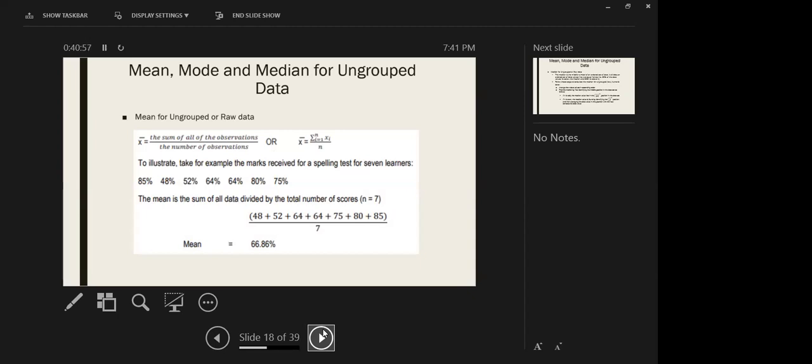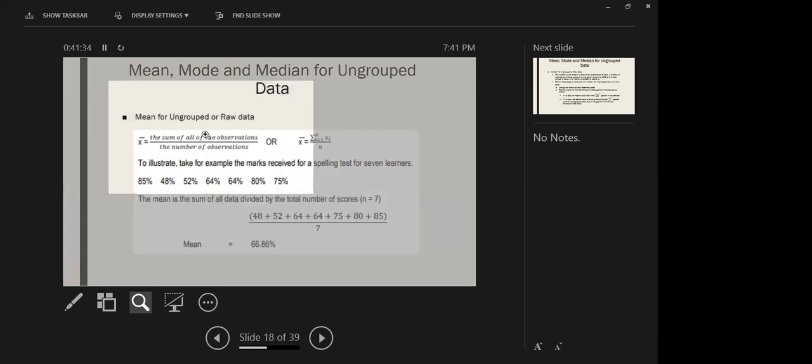So ungrouped data, like in this case, you're just given the marks that were received by 7 students when they were writing a spelling test. You can see that this data is not grouped in any way whatsoever, right? It's just data that have been given. It's not sorted, it's not grouped, right? It's just listed as individual data points. So we have identified that this type of data is ungrouped. So now to calculate the mean, you use this formula there, right?